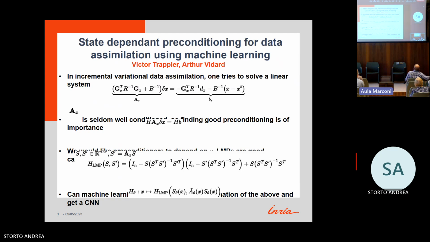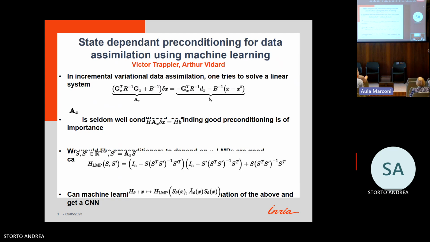So my poster is about preconditioning. Just a bit of context: when you do incremental 4D-Var, the classic one, what you do in the inner loop is try to invert a matrix. So you solve a linear problem, A delta x equal B, but with A that depends on x, on the nonlinear state.